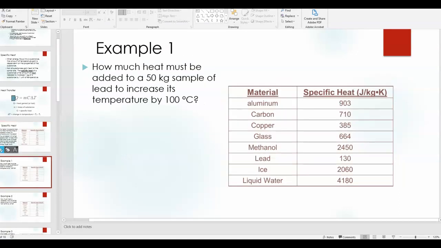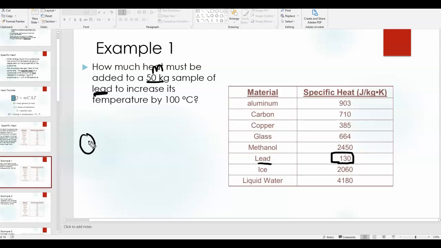Okay, so example one. Example one says: how much heat must be added to a 50 kilogram sample of lead to increase its temperature by 100 degrees Celsius? I'm going to identify my givens, and here I've got the mass, of course, 50 kilograms. When you're doing problems with specific heat, you're given a table, and you have to use the information in the table to answer the question. So when it says that it's made of lead, I'm going to find lead on my table, and I'm going to see that lead has a specific heat value of 130.